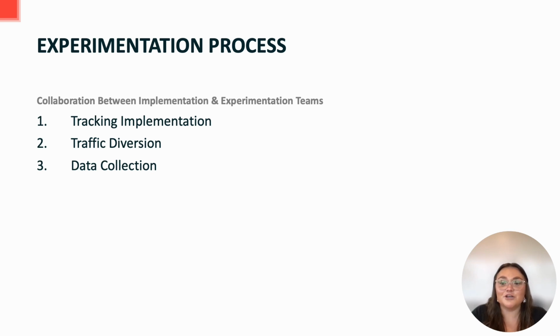Tracking implementation plays a crucial role in ensuring that the tracking mechanisms for the data collection are present and working correctly. Accurate tracking is essential for evaluating the success of the variation's performance against the predefined metrics.